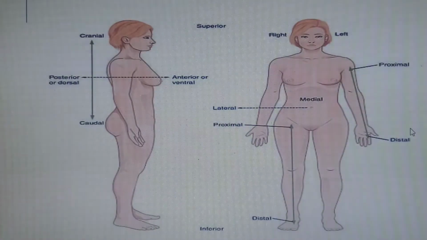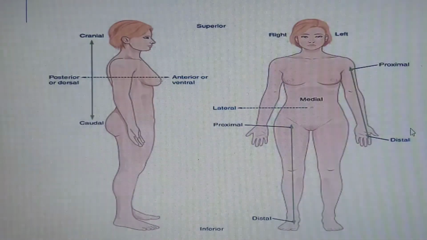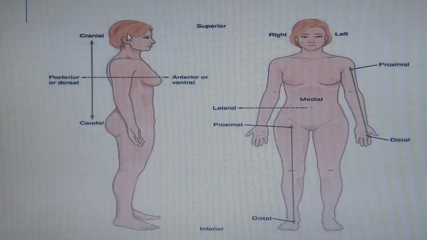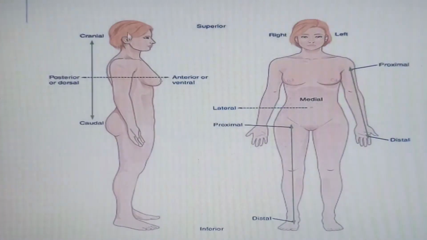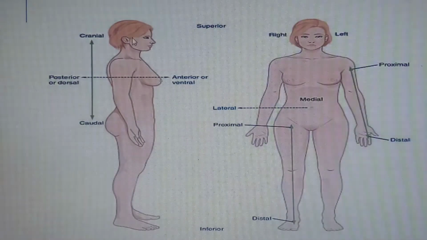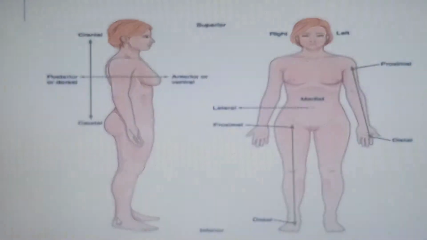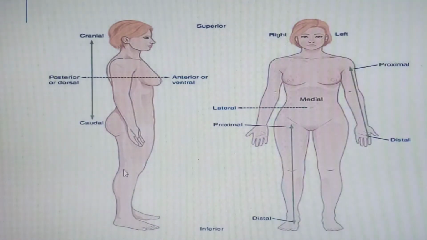Now, importantly, studying anatomy is very important for you to appreciate your directionals. Directional terms are very important. For instance, as we get closer to the head area, we say we are going cranially or superiorly. And as you come towards the leg area, we say you are going caudally or inferiorly. These are the things that you have to know.